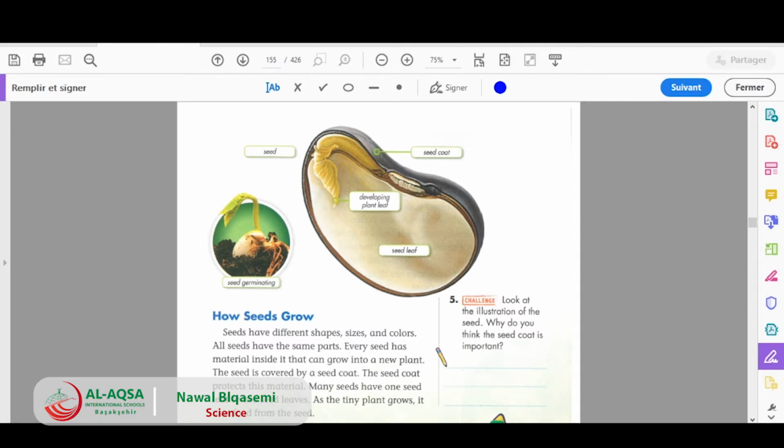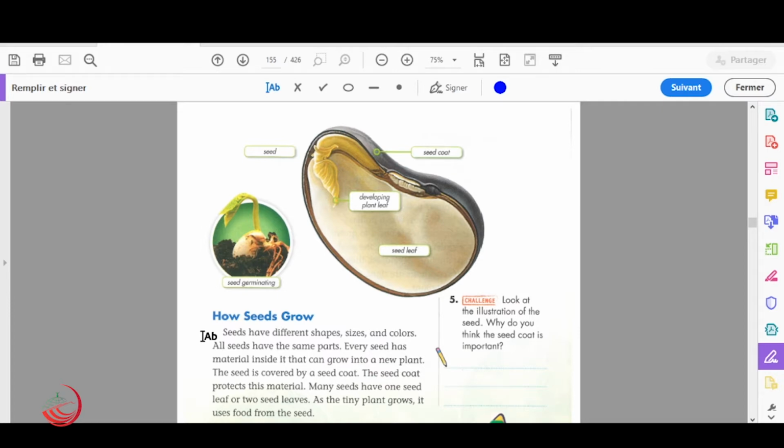So, welcome to a new online science lesson. Today we're going to talk about how seeds grow. I know we've already done something like that, so this is going to be helpful, and what we have seen before is going to help us a lot in better understanding this lesson.